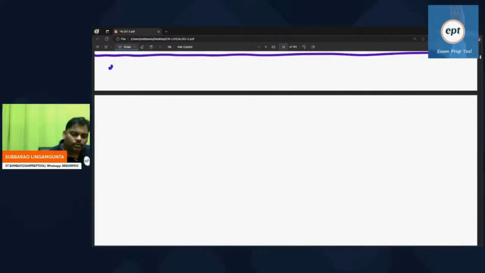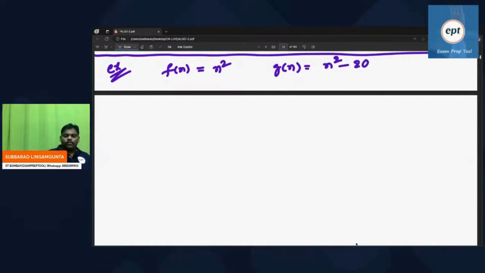Yeah, let's go to the next problem. Let me try one more problem. f(n) is equal to n square, and g(n) is equal to n square minus 20. Now can I say this? Let's check.